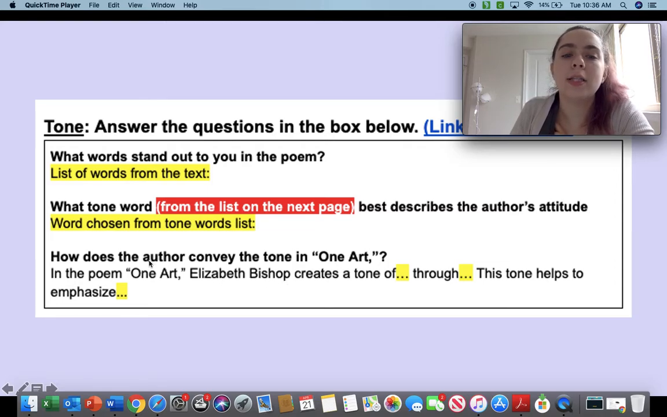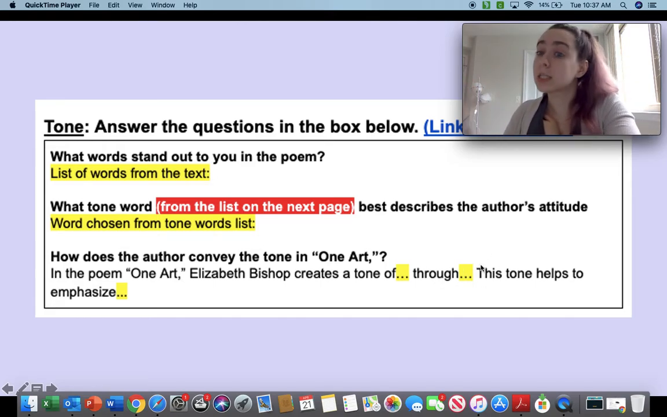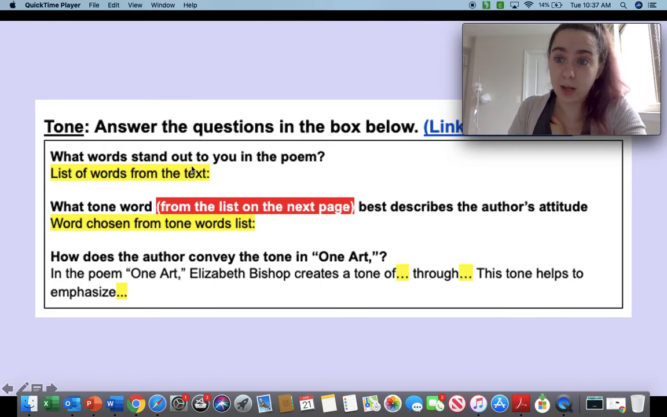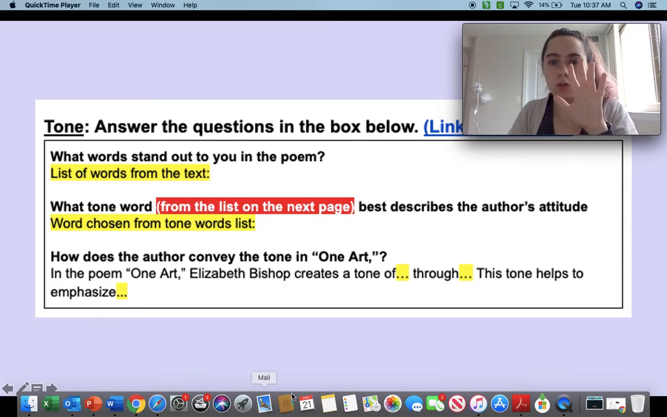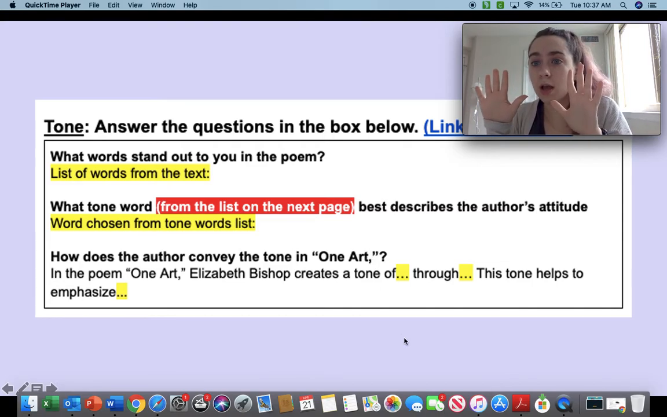The question is, how does the author convey the tone in One Art? And you're going to be filling in the sentence stem in order to figure that out. So in the poem One Art, Elizabeth Bishop creates a tone of whatever tone word you chose, put here, through, and then explain the words that Elizabeth Bishop uses, you have up here, to create that tone. This tone helps to emphasize, and then you're coming up with your own idea. Why do you think Elizabeth Bishop went with this tone? What does it emphasize in the poem? All right, at this point, you can go ahead and pause the video, do the tone analysis section in your digital worksheet, come back when you're done with it.